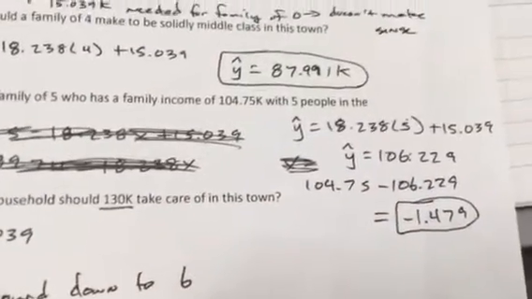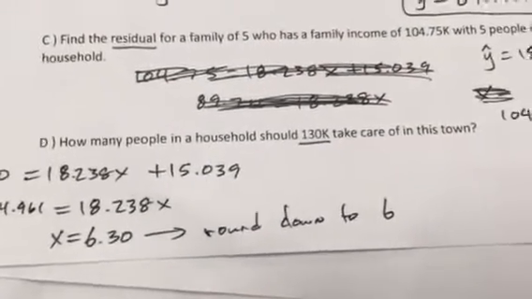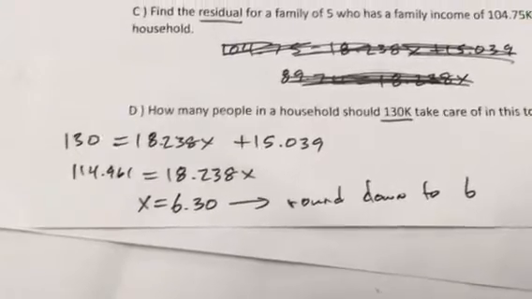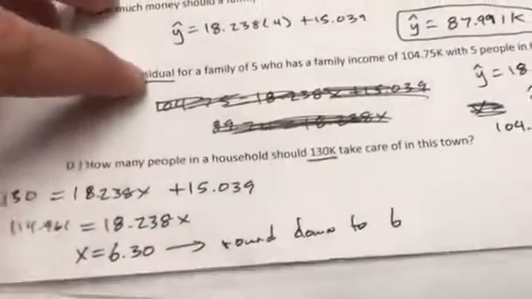They need to make about $1,500 extra dollars. Now, if you make 130, how many people in the house could you take care of? Put a 130 in for y-hat and then solve for x. 6.3 means you can relatively comfortably handle 6.